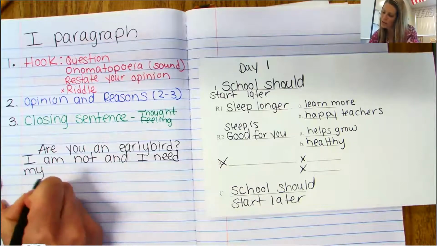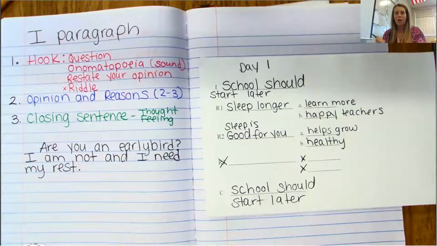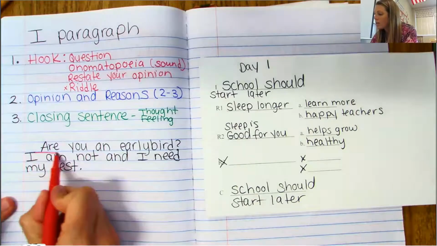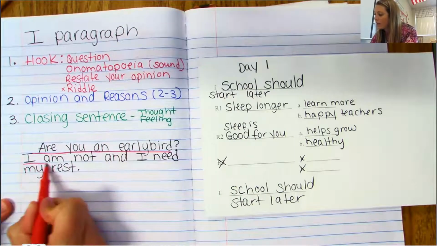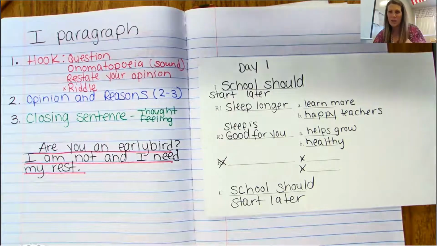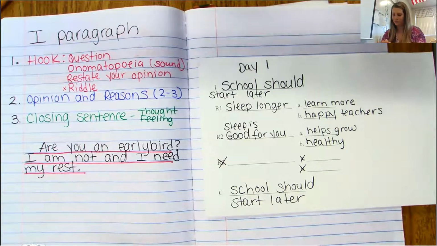So you should be writing this down in your notebook because this is a perfect example of what an I paragraph looks like. So that, my friends, is a hook, okay? I'm going to underline my hook in red so that my brain knows, yes, I am becoming a master author. I have included a hook.